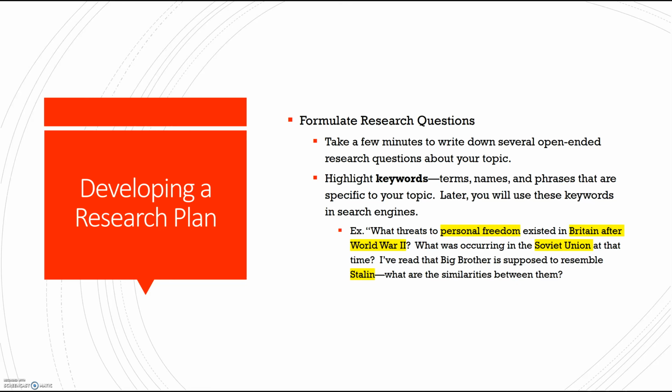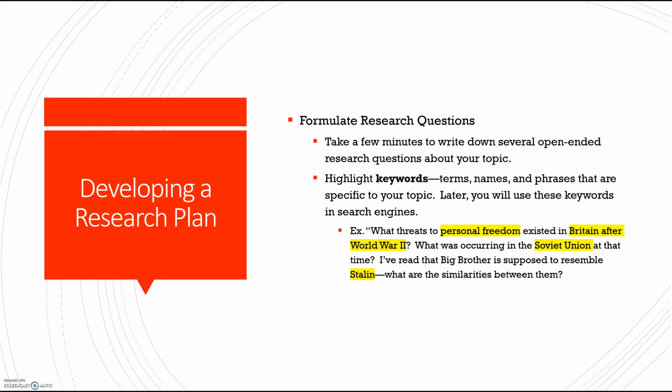All right, develop a research plan. First thing, after you have your topic, is you need to formulate research questions. Right now, pause this video. I want you to take a few minutes and write down several open-ended research questions about your topic. Now, an open-ended question is a question that you can't answer. All right? So think about your topic. You should have an idea of what it is by now and write down just some open-ended questions.